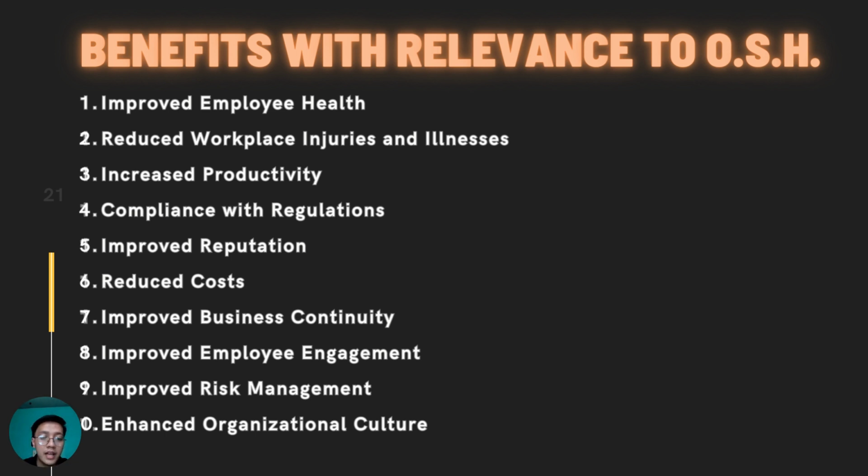Followed by improved employee engagement. An OSH program that actively involves employees in the identification and control of workplace hazards can improve employee engagement and job satisfaction. Number 9 is improved risk management. By identifying and managing workplace hazards, an OSH program can help to reduce the overall risk to the organization and its employees. And the last benefit with relevance to OSH is enhanced organizational culture. An OSH program that promotes a culture of safety can help to enhance the overall organizational culture by demonstrating a commitment to employee well-being and continuous improvement.